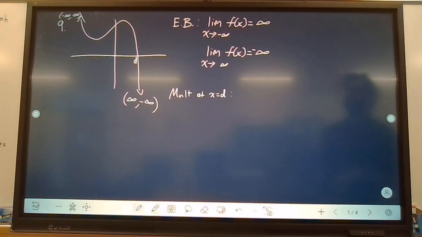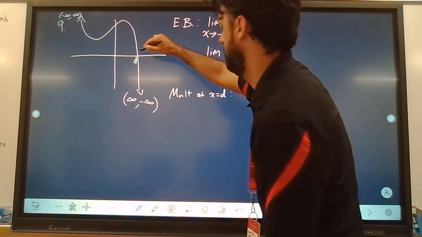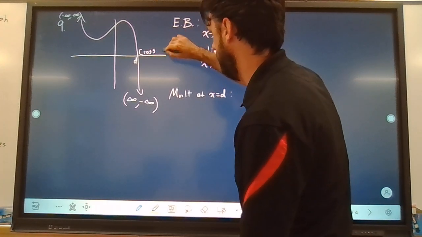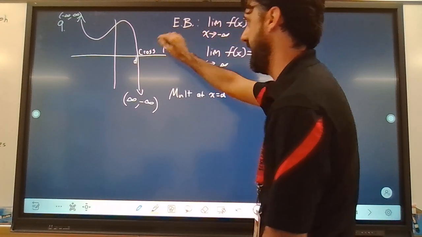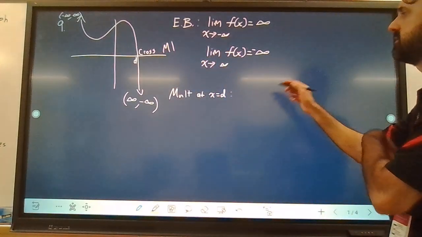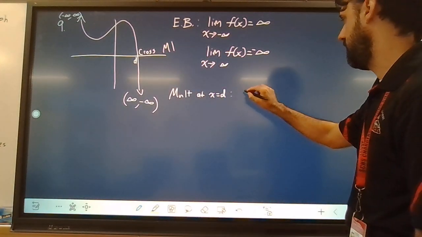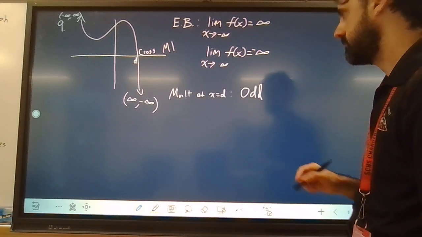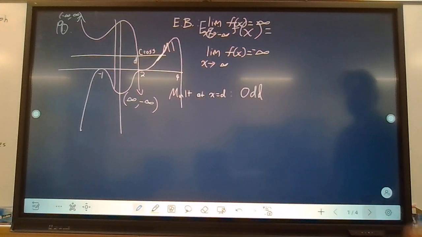Now at D, what is the multiplicity? Well, this crosses, so it's probably 1. But we know for sure that it has to be odd, whether it's 1 or 3 or 5 or whatever. So the multiplicity of x equals D must be odd for number 9.